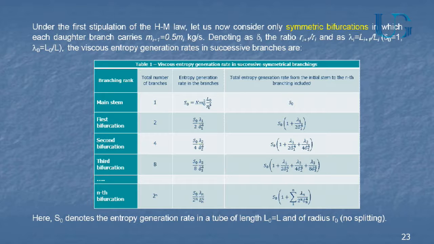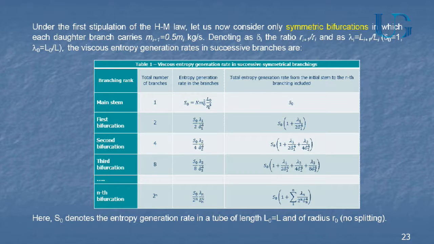So there must be a reason for nature to branch, because nature doesn't like wasting energy. Okay? So if it branches, it must be an advantage, because the entropy generation is going up. And if you have 2 branches, then you get this formula, 3 branches, n branches. But these are all formulas which can be computed in a closed form.